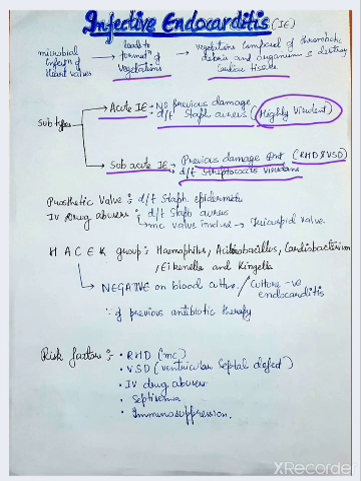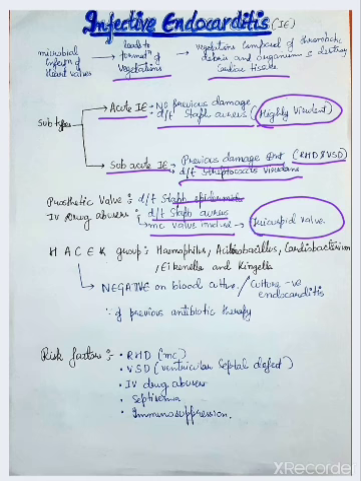Now prosthetic valve infection is due to Staph epidermidis, and in IV drug abusers it is due to Staph aureus. The most common valve involved is the tricuspid valve. The HACEK group is Haemophilus, Actinobacillus, Cardiobacterium, Eikenella and Kingella.